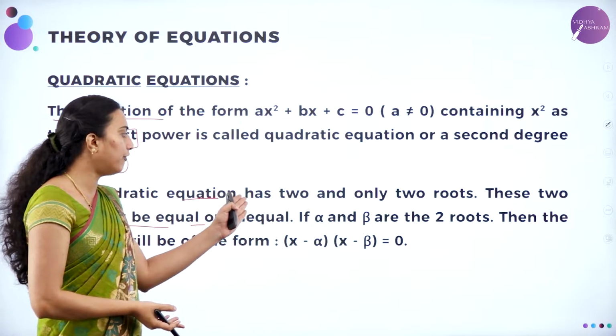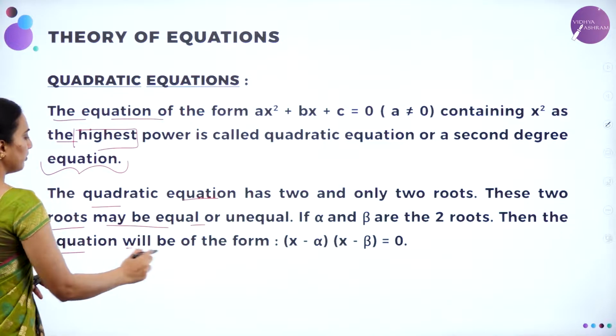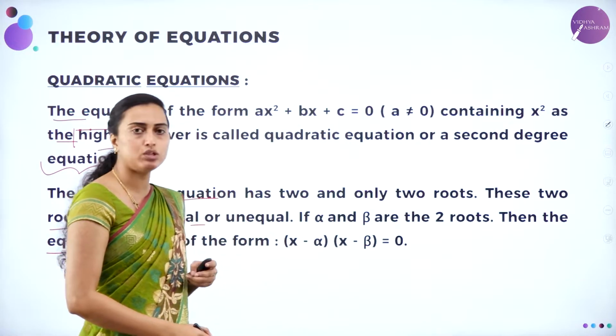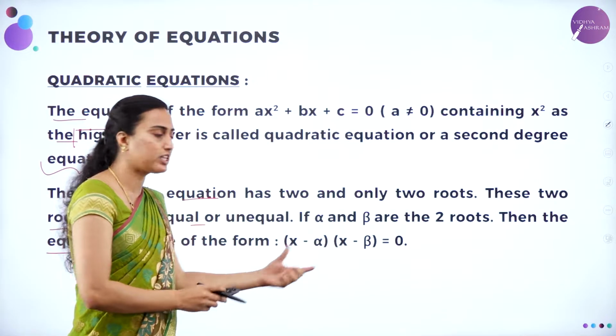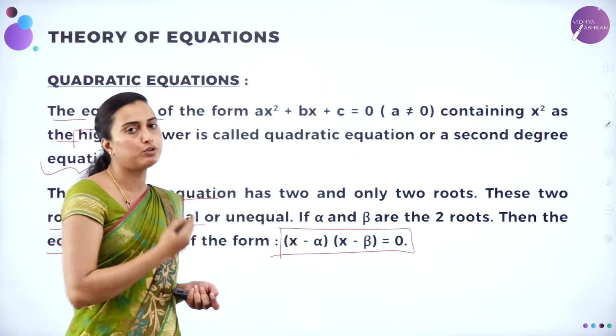So here, if alpha and beta are the 2 roots, then the equation will be of the form x minus alpha into x minus beta equal to 0. If they have given any 2 roots, you can write those roots in the form of this one, that is x minus alpha into x minus beta equal to 0. This type of problems we will solve here.